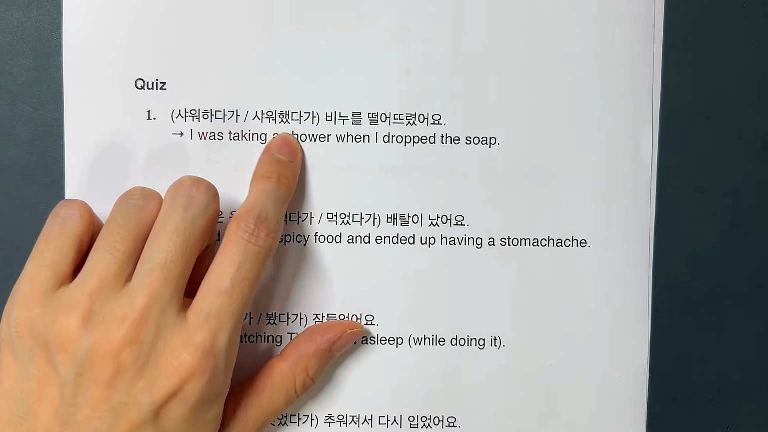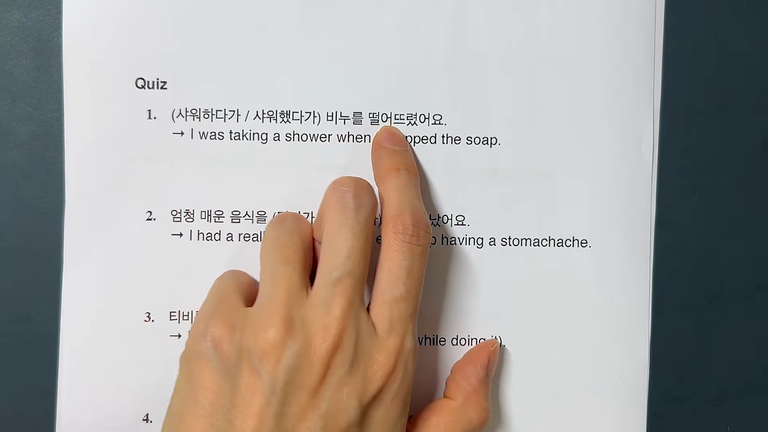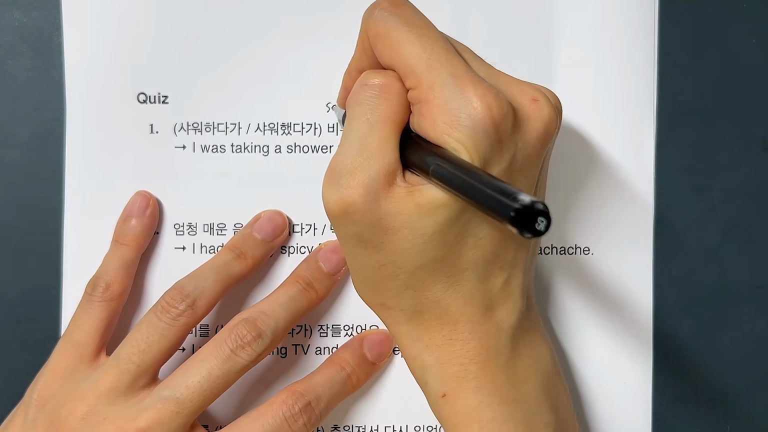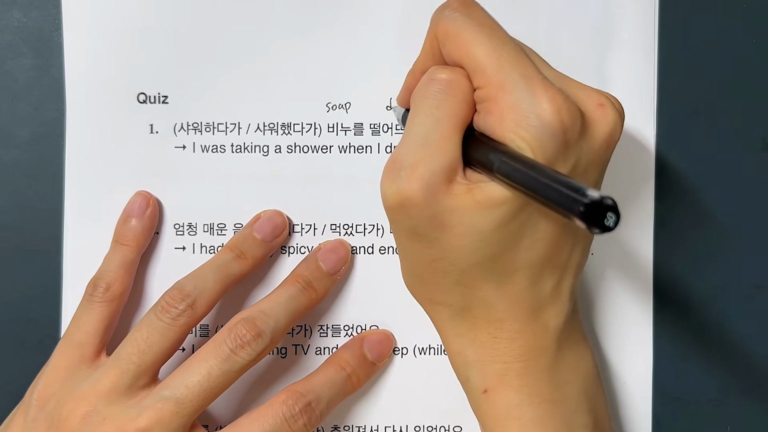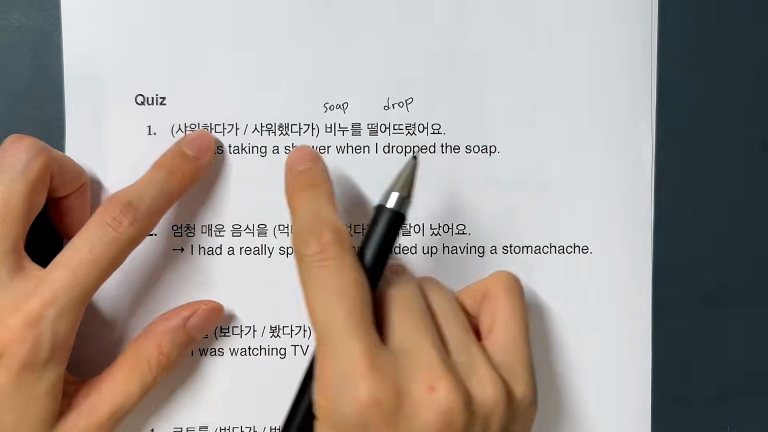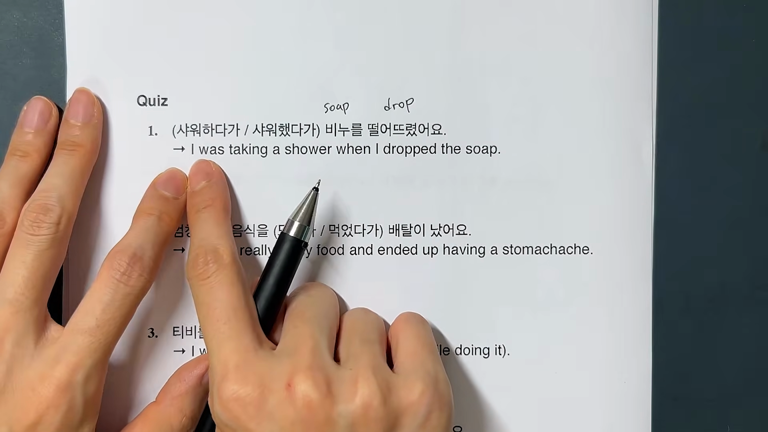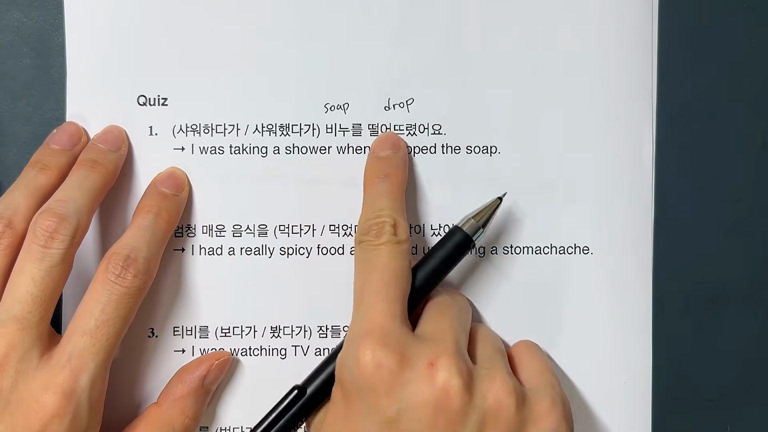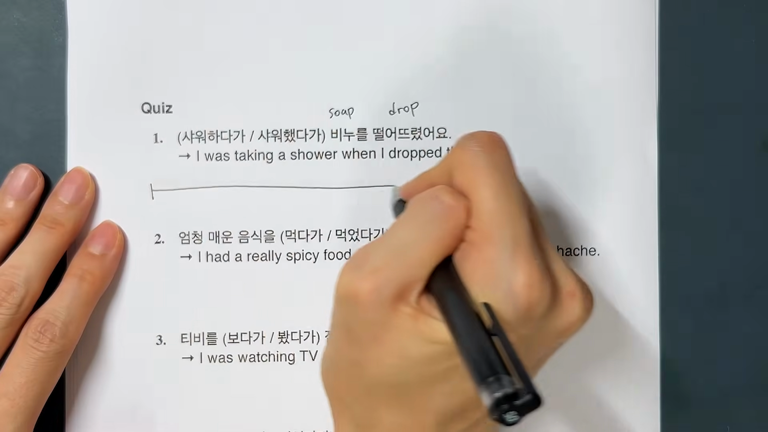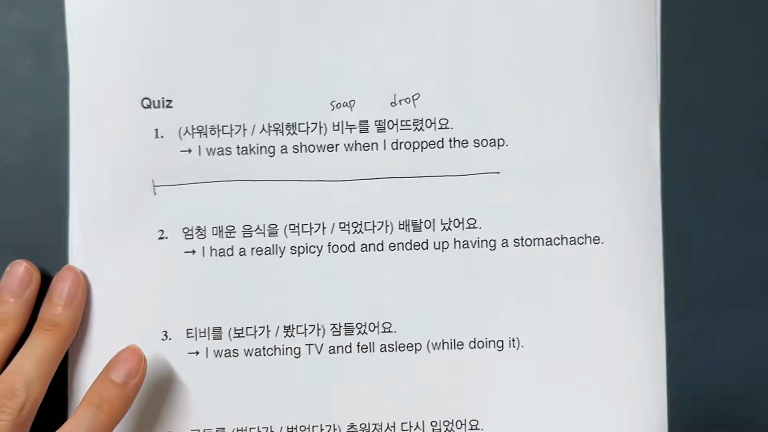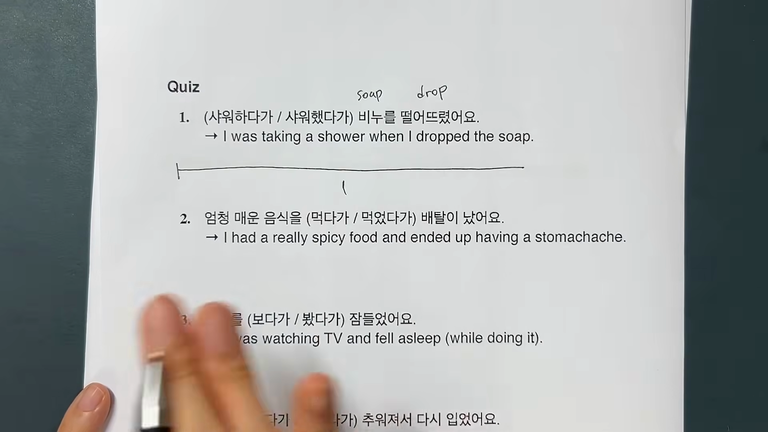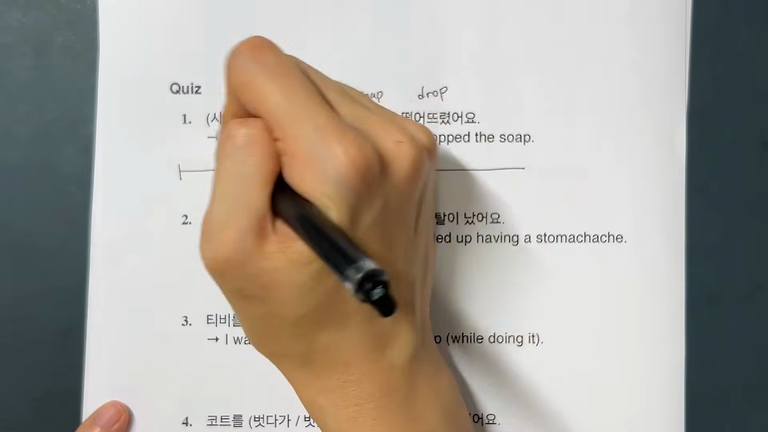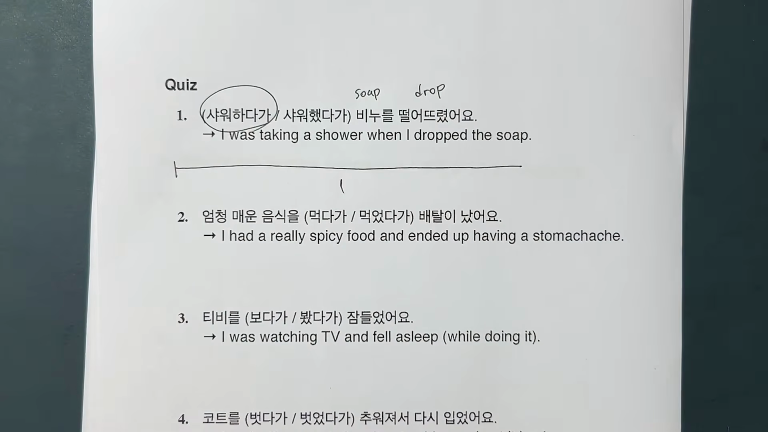샤워하다가 or 샤워했다가 비누를 떨어뜨렸어요. So 비누 means soap. 떨어뜨리다 means to drop something. So which one should you use when you're trying to express, I was taking a shower when I dropped the soap? You were taking a shower and at some point during your shower, you dropped your soap. So 샤워하다가 would be correct in that case.